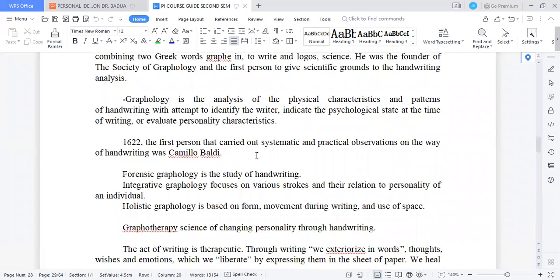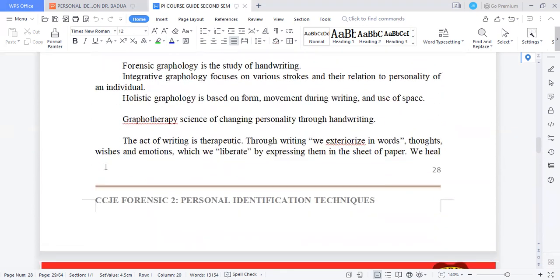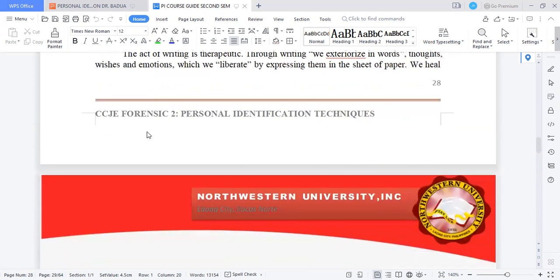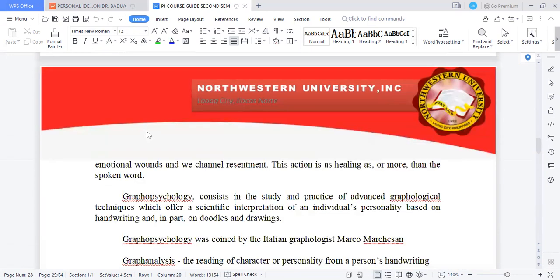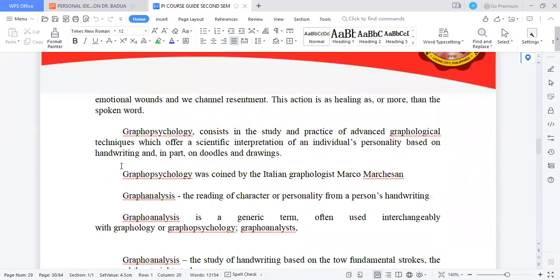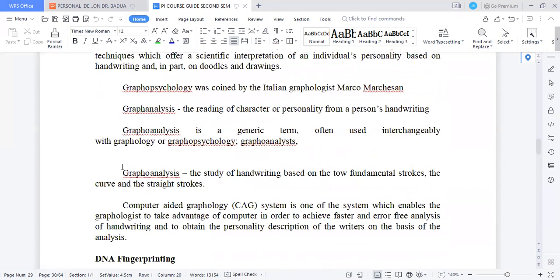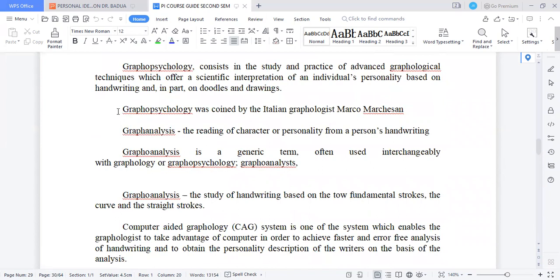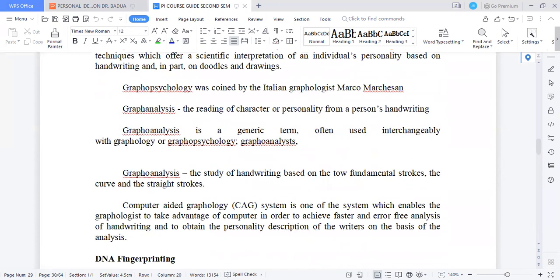Another personality that we have to know is Camillo Baldi. He carried out systematic and practical observations on the way of handwriting. So when we talk about graphology, always remember handwriting and its relevance to the establishment of the identity of a person. We also have here various terminologies for further reading and knowledge.